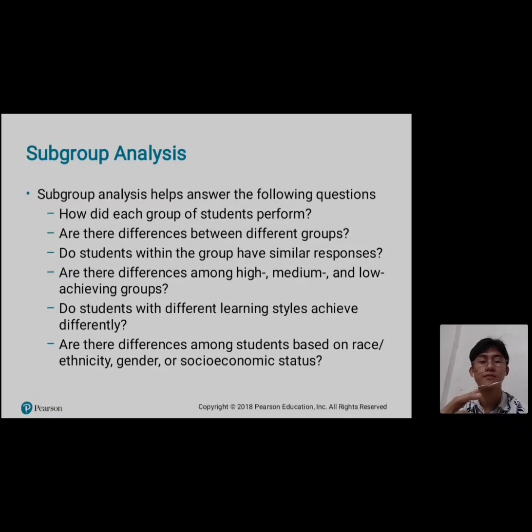So let's proceed to the next question. Are there differences among high, medium, and low achieving groups? Of course, there are. There are differences among high, medium, and low achieving groups, because there must be the top group who excel the most, and then follows the second one and the third one, which is the lowest group.